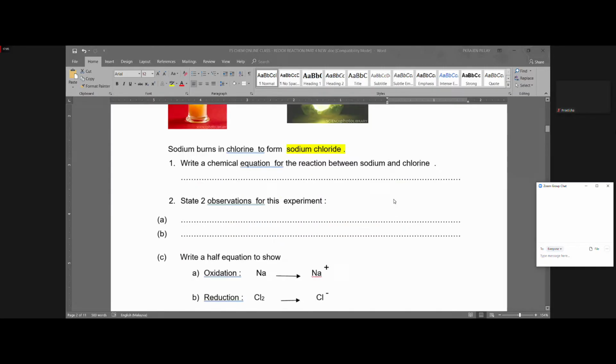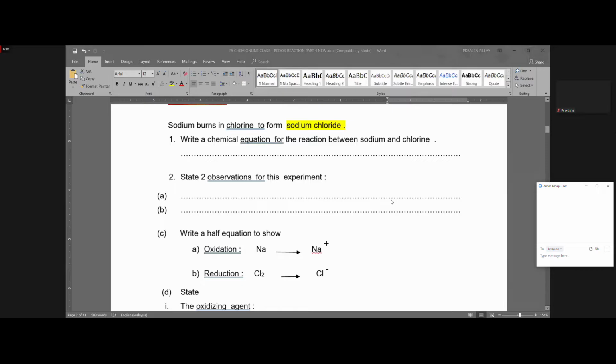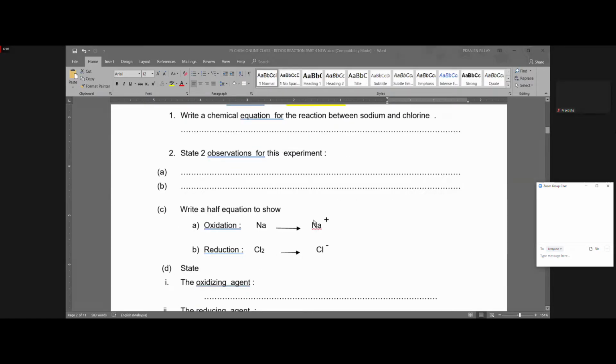Then we continue. Okay, so this is the second one. Can you complete the half equation for me? Now, where you got the Na plus? I told you sodium chloride is formed. Sodium chloride is an ionic compound. So sodium will form sodium ions. The chlorine will form chloride ions. This NaCl came from the compound that is formed. It's ionic. Okay, complete the half equation for me.